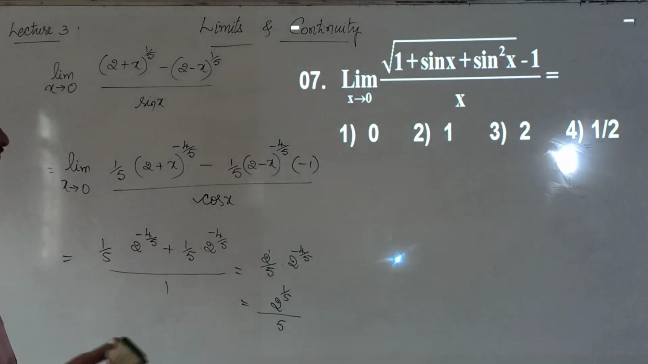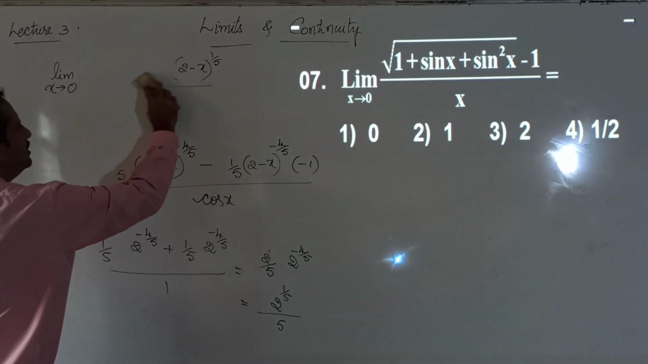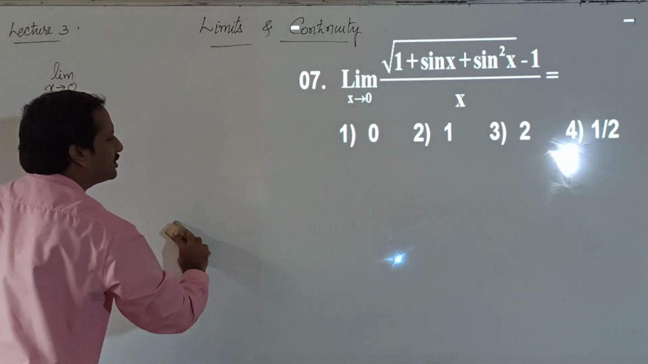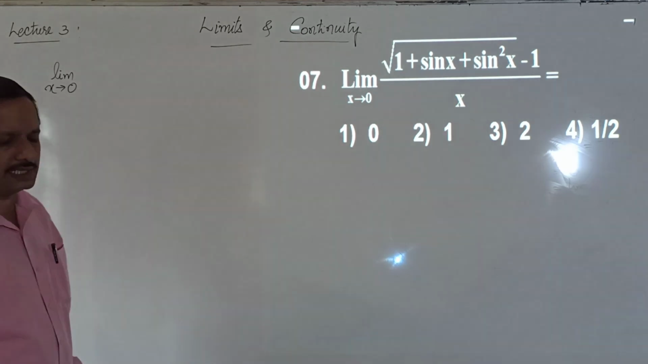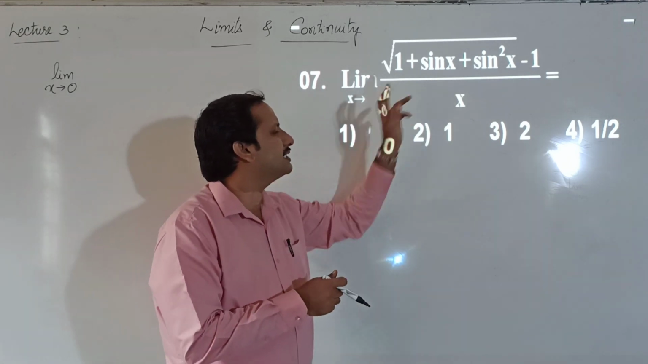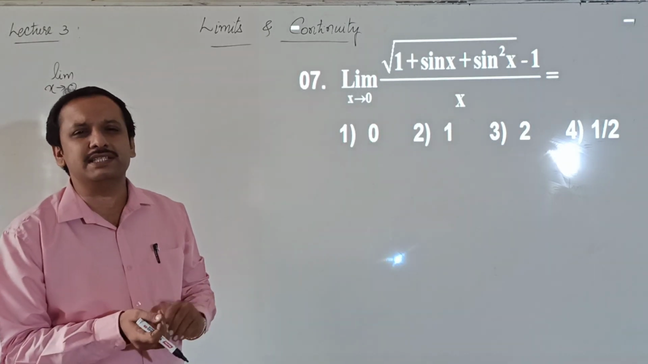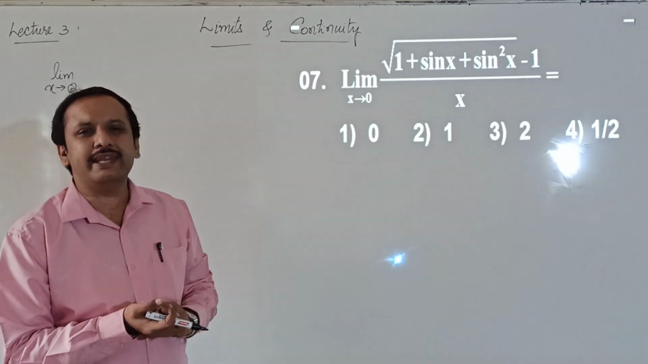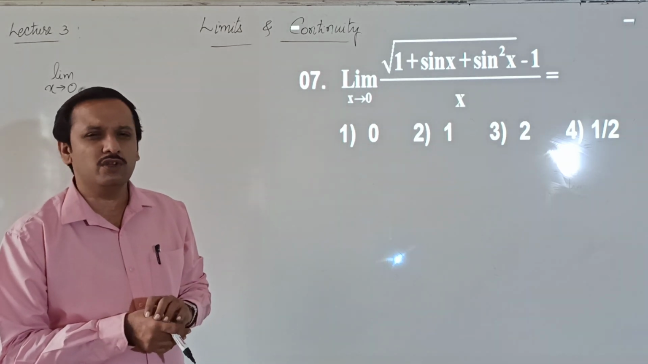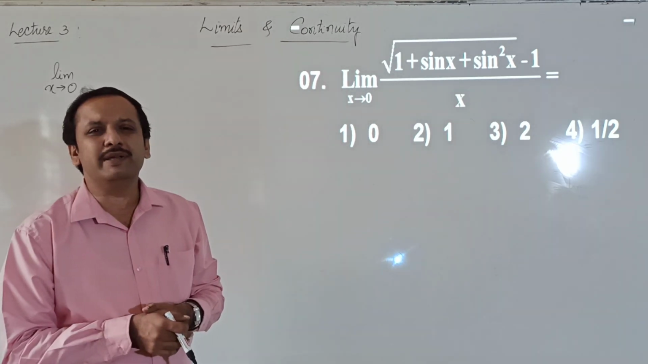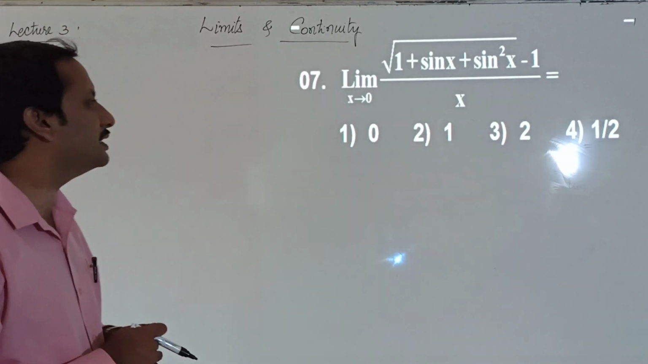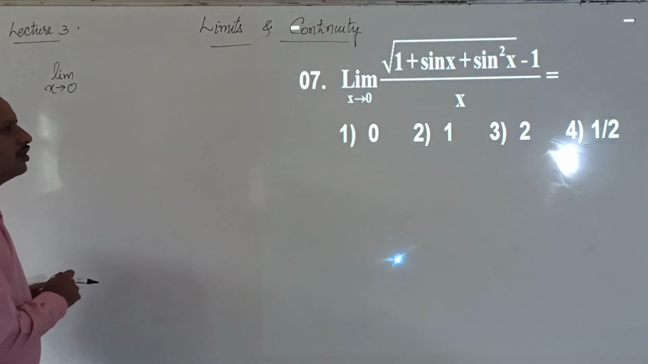Question 7. Limit as x tends to 0 of root of (1 plus sin x plus sin square x) minus 1, divided by x is equal to. In this question, if we directly apply the limit, we are getting sin 0 here. 1 plus root of 1 plus sin 0 plus sin 0. Sin 0 is 0. So you will get root 1 as the first term. Root 1 is nothing but 1. Minus the second term is 1. 1 minus 1 is 0. Numerator is 0. Denominator also, when I apply the limit as x tends to 0, will become 0. So 0 by 0, which is an indeterminate form, so I will go for L-Hospital's rule.